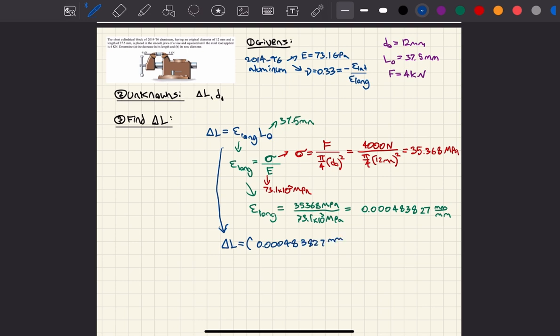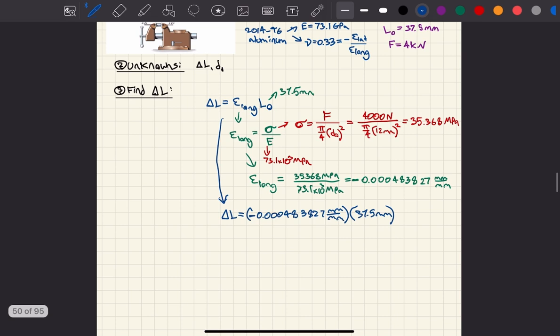0.000483827 millimeters per millimeter multiplied by the original length, 37.5 millimeters. Didn't I say before that this value is going to be negative because it's in compression? If I do this calculation, I'm going to get a positive value. So what has to be negative? This original length cannot be negative. That means my longitudinal strain has to be negative, right? And it makes sense as well because I'm going to have a negative strain. It's going to decrease in length. So that is where that negative comes from. So I'm going to add the negative right here.